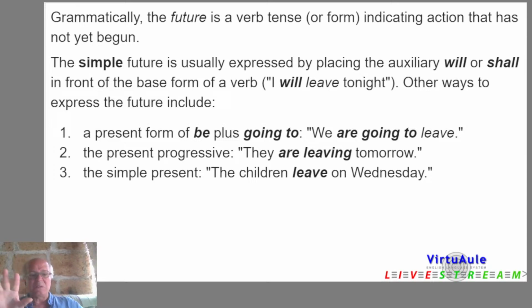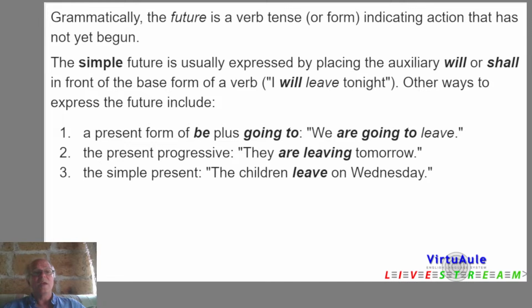The simple future is usually expressed by placing the auxiliary modal verb, will or shall. Okay, I'm not really going to talk about shall because it's something that you can research yourself. You probably won't hear very many people using the word shall. If you hear it, you can remember that, oh, that's the future. It's like will. In front of the base form of the verb, the infinitive without the to, I will leave tonight.